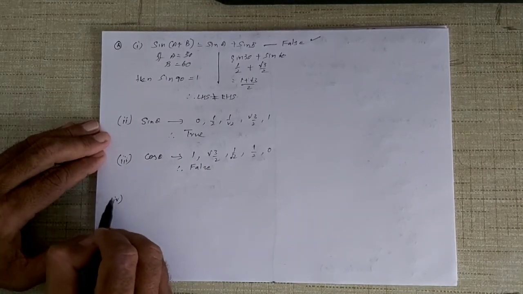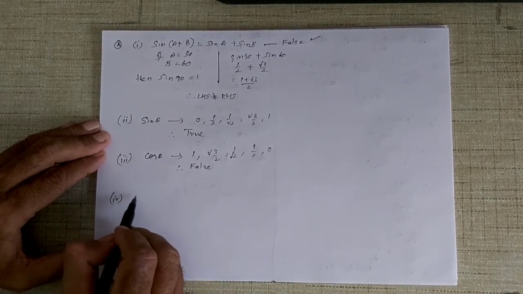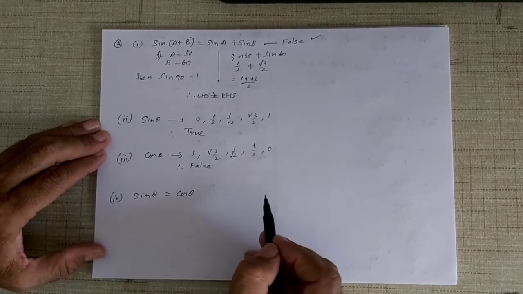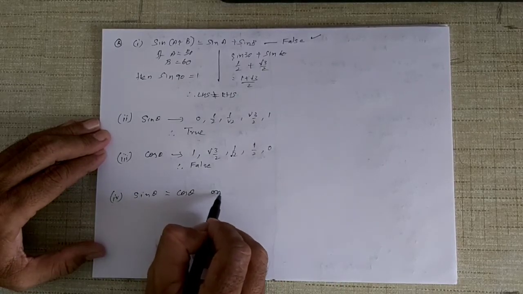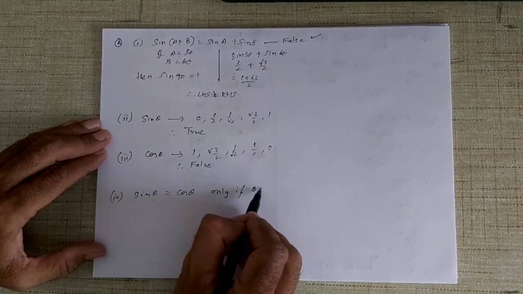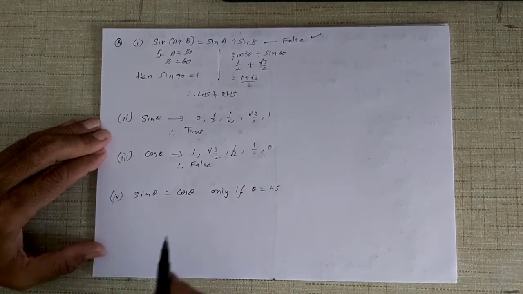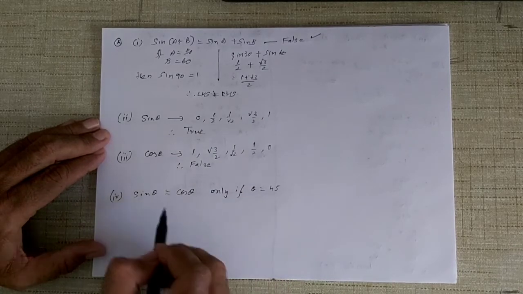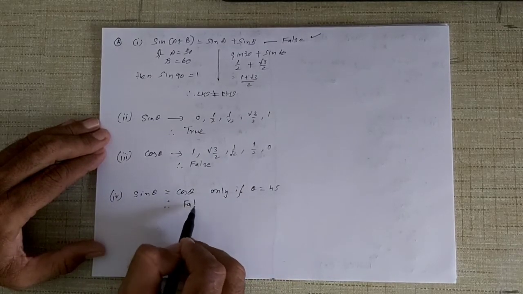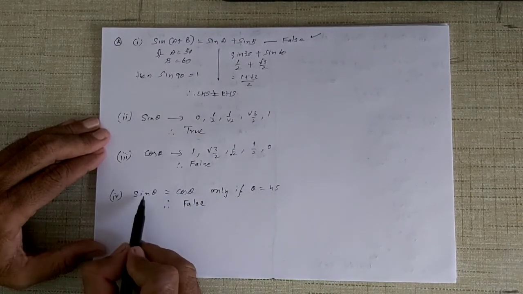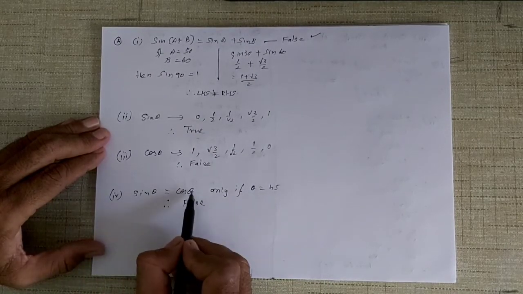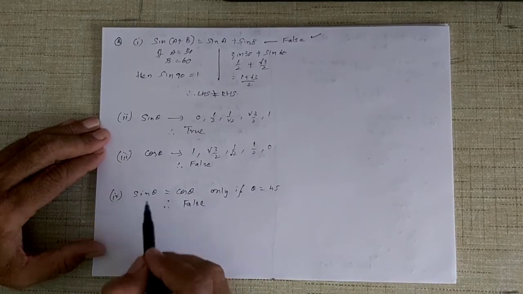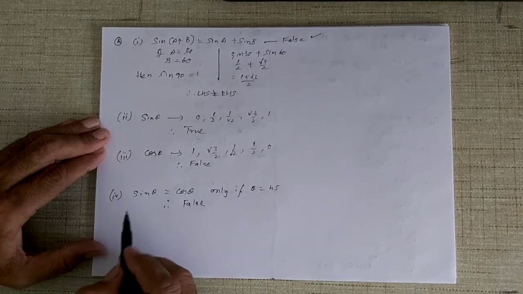The fourth one. Alright, let's see the fourth one. Sin theta is equal to cos theta. Is it true or false? It is true only if theta is equal to 45. For any other value of theta, it will not be true. Therefore, it is false. When theta is 45, sin 45 is 1 upon root 2 and cos 45 is also 1 upon root 2. But for every other value, it will be false. But here in the question, it says sin theta is always equal to cos theta. And therefore, it is false.